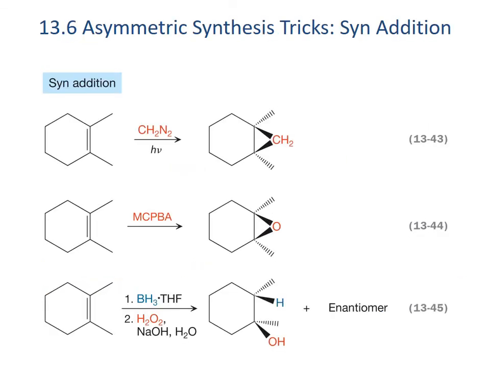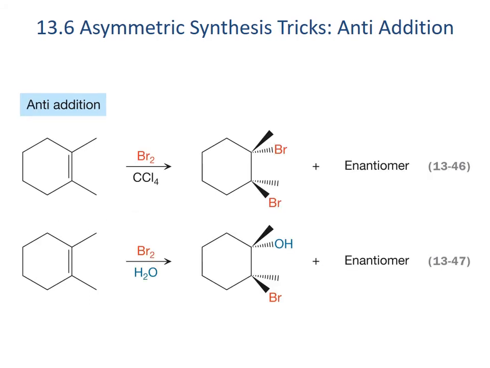Some of our reactions only add syn, particularly when we form rings. Examples of those would include our diazomethane reaction to form a cyclopropane, our meta-chloroperoxybenzoic acid to form an epoxide, and our hydroboration oxidation to form an anti-Markovnikov addition of an alcohol. Other reactions will only form anti. For example, our halogenation reaction, which gives us trans bromides, or our halohydrin formation, which gives us a trans alcohol to a bromide.